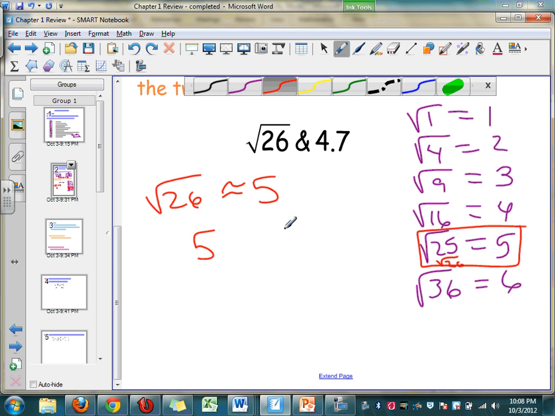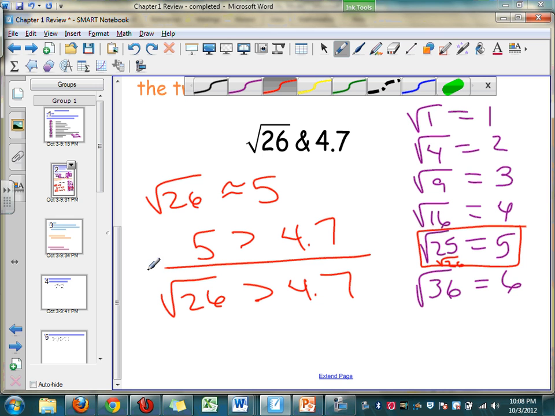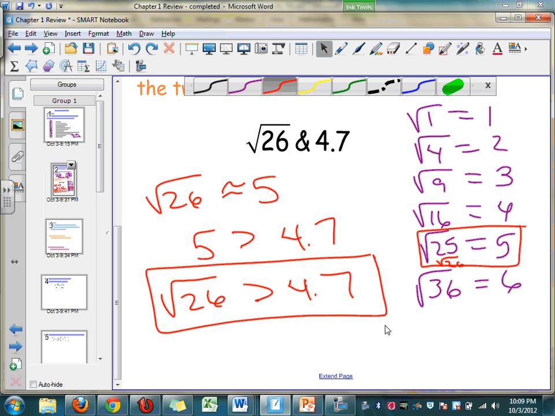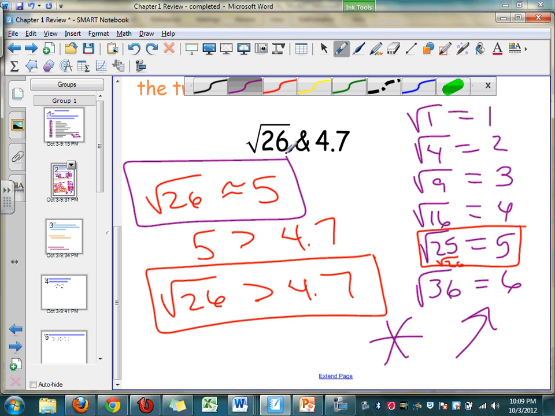So 5 compared to 4.7 is what? Well, 5 is going to be greater than, which would imply that the square root of 26 is greater than 4.7. Now, on your quiz, many of you used the calculator and got the decimal equivalent of this and never one time listened to the instructions where it says justify your answers. Well, if you look at the review sheet, I was very clear that I said compare the two numbers, use less than or greater than, justify your reasoning by using estimates of square roots. That's exactly what I have just shown you right here. Okay? So please, please, please make sure that you are looking at this stuff and justifying and comparing and showing me this stuff right here, or else you're going to get it wrong.